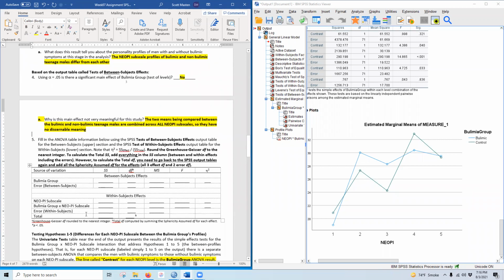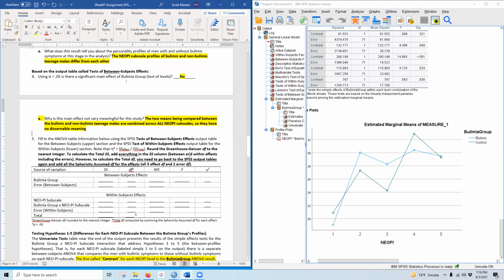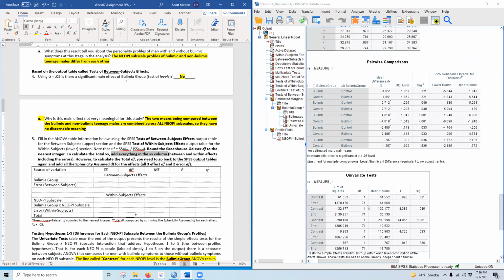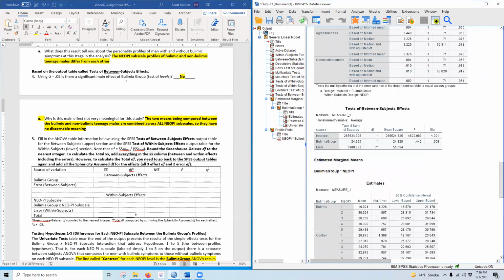Score. So we're going to fill in the ANOVA information below using the SPSS test of between subjects effects output table for the upper part, the SPSS test of within subject effects output table for the lower part. Note that eta squared is equal to that. We got to round the Greenhouse-Geisser degrees of freedom to the nearest integer. To calculate total sum of squares, add everything in the SPSS column, the whole darn thing, between and within effects. However, to calculate the total degrees of freedom, you need to go back to the SPSS output tables again and add all this versus the assumed degrees of freedom for the effects. Okay, that's a lot of words. Let's see if we can make sense of this.